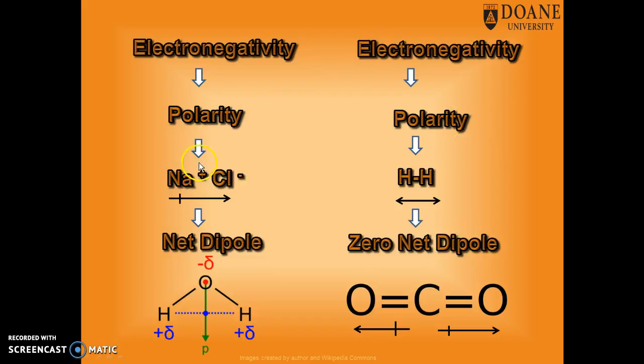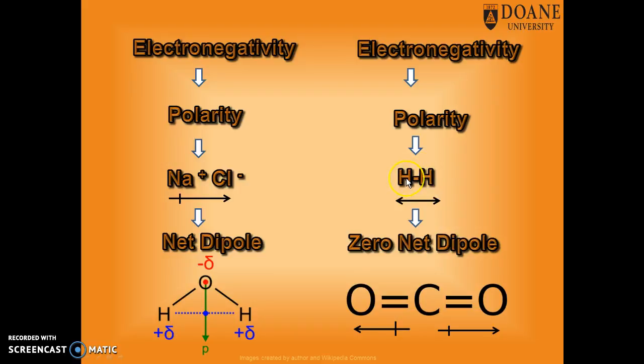So, let's have a look again at sodium chloride. Sodium is on the very left-hand side of the periodic table, while chlorine is pretty far to the right. So that means that chlorine is a lot more electronegative than sodium. That means that the dipole moment is directed towards the chlorine. So there is a net dipole moment.